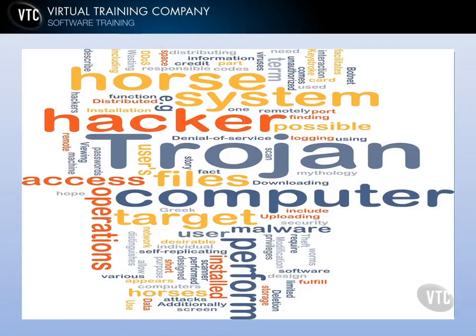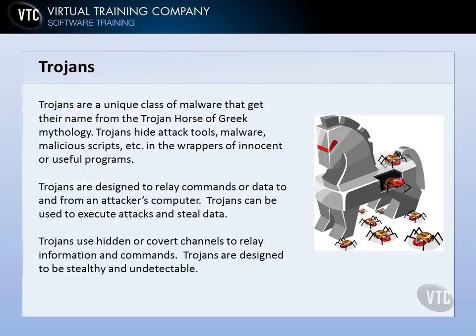The first type of malware we're going to discuss for this chapter is the Trojan, and Trojan is probably the most popular kind of malware that a hacker will use against a system. Now, Trojans basically are a unique class of malware. They're not like viruses or worms.